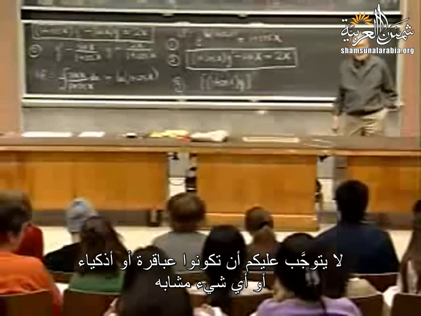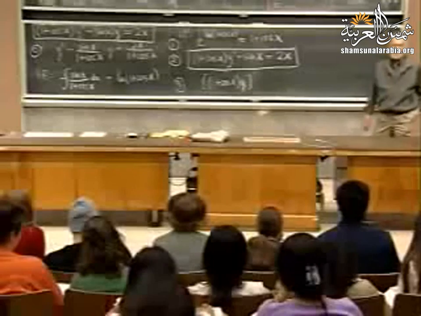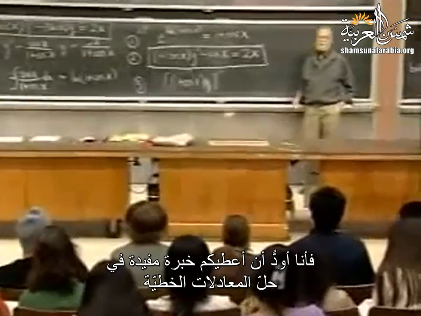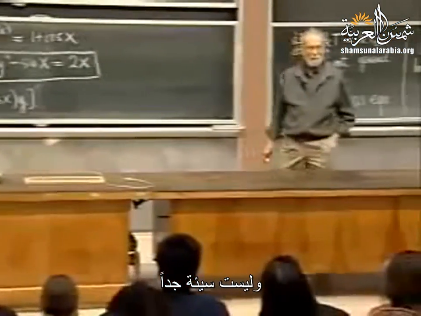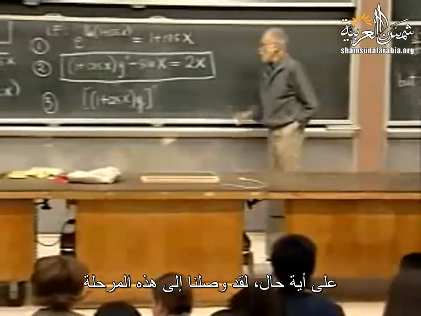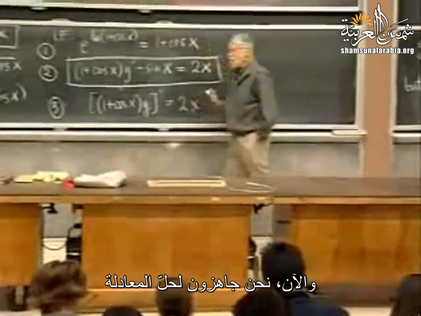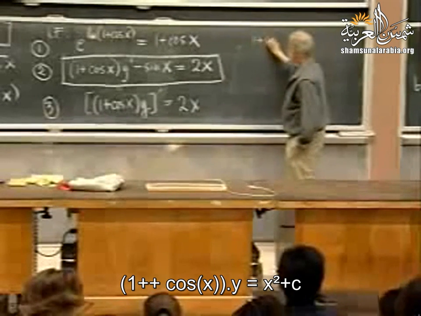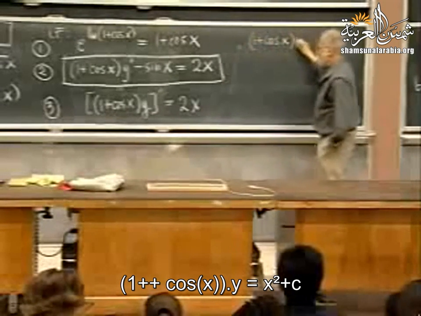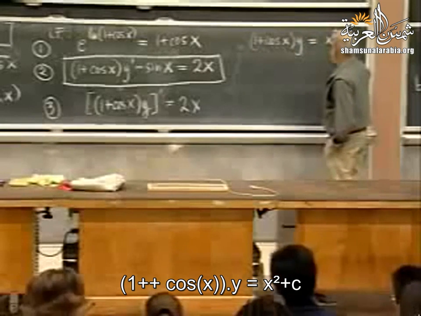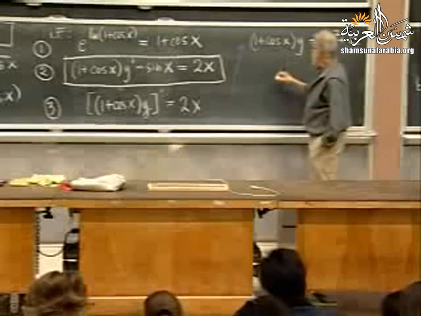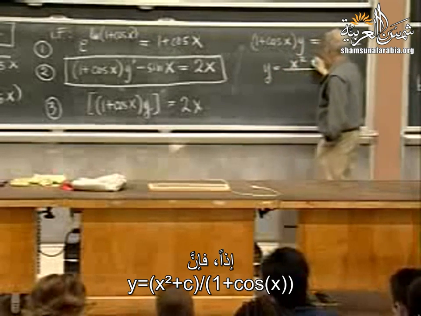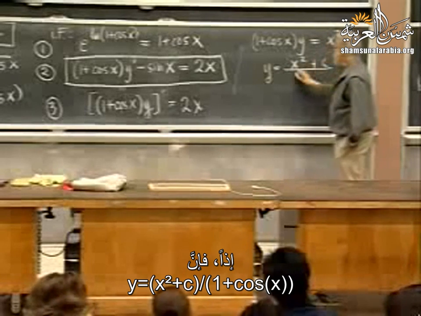Well, you don't have to be brilliant or clever or anything like that. You can follow your nose, and I want to give you a positive experience in solving linear equations, not too negative. Anyway, so we got to this point. So this is 2x, and now we're ready to solve the equation. The solution now will be 1 plus cosine x times y is equal to x squared plus a constant, and so y is equal to x squared plus a constant divided by 1 plus cosine x.